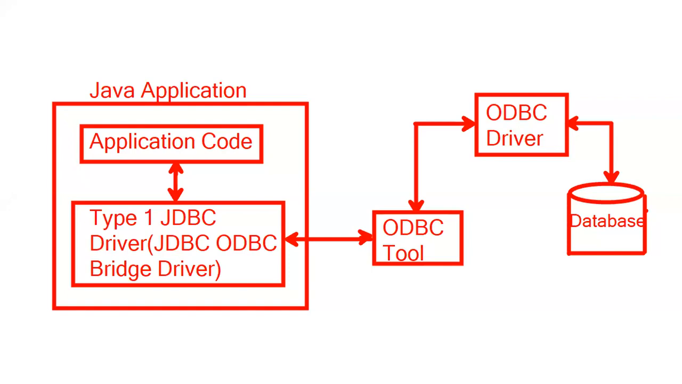Driver class name is sun.jdbc.odbc.JdbcOdbcDriver. That is the driver class name. Type 1 driver program I am not explaining because it's outdated. No need to learn. It was outdated in 2014, nine years back only. That's why no need to learn. Type 2 onwards I'll give the program.